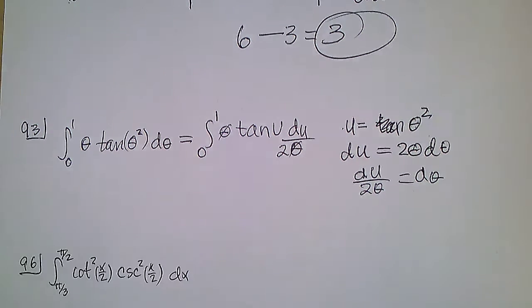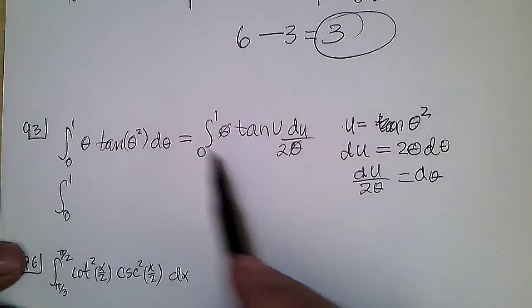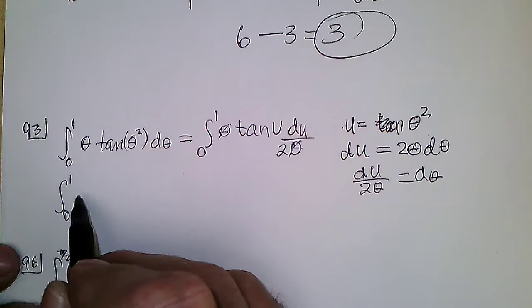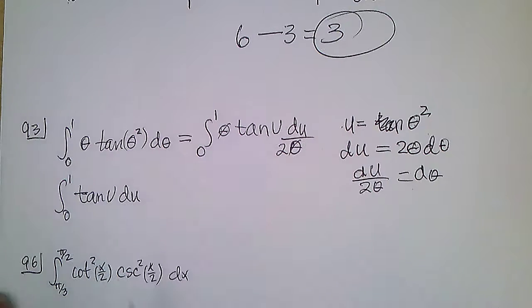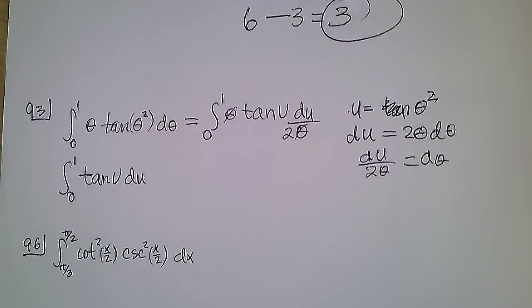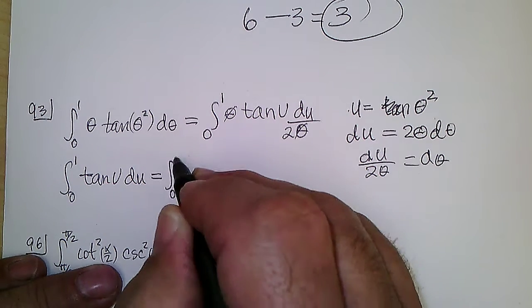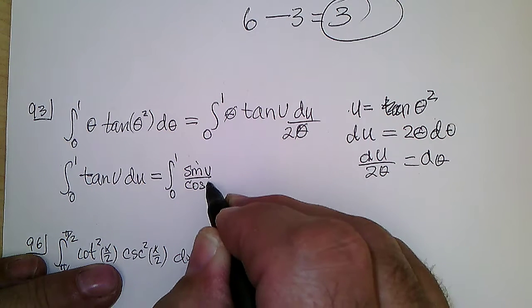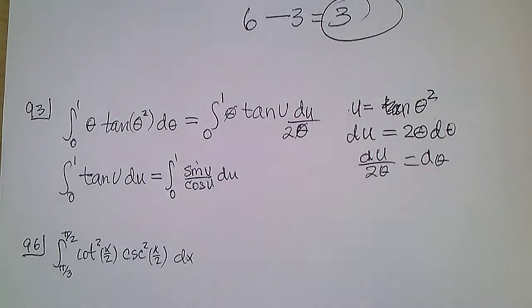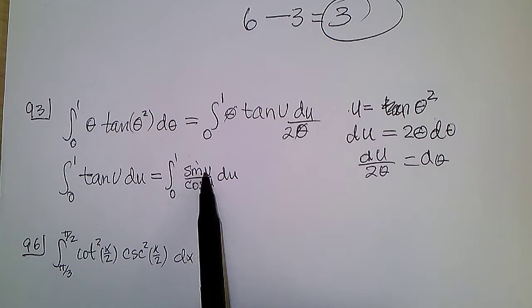Thetas cancel. So now I've got the integral from 0 to 1, and that's changed. They didn't change. They look the same, but they're changed. Of tangent u du. But what the heck is that going to be? Well, if we think of tangent as sine of u over cosine of u, we could let another variable like v maybe, or w, be either sine of u or cosine of u.